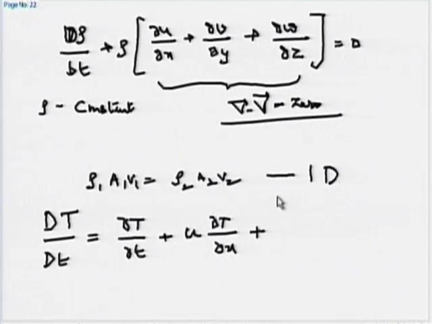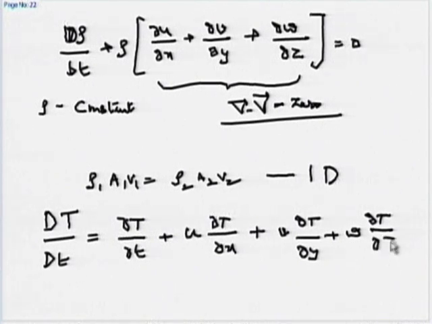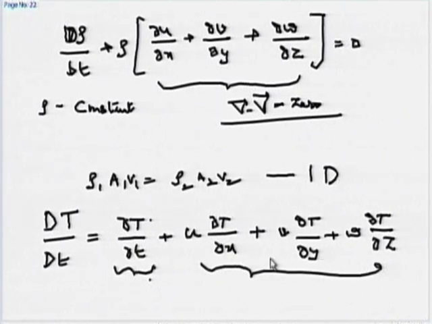That is the reason why I am writing this, although this is a little early, but it is okay, because this is the point where we have to understand the total derivative concept or the substantial derivative concept, plus v del T by del y plus w del T by del z. What does this mean? Del T by del t means variation of temperature with time, and this is the variation of temperature with space by virtue of moving because of velocity u, v and w.